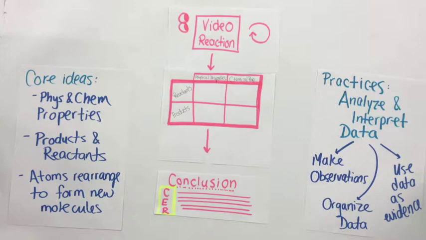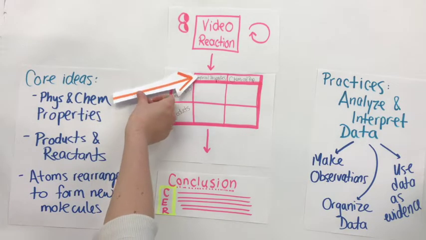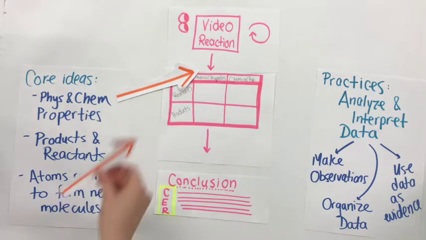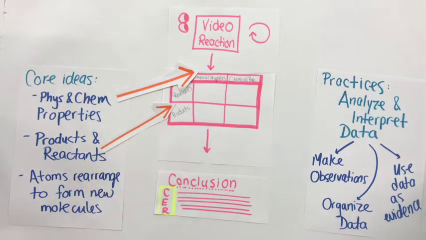Now that we have the model in front of us, we can take a look at how the core ideas and practices are actually incorporated into the task. We check for understanding of the first two core ideas by looking at how the students have organized the qualitative data in their table. In order to really organize their observations by physical and chemical properties and by products and reactants, the students need to have an understanding of what these ideas mean. So we check for that in the way that they've organized their data table.